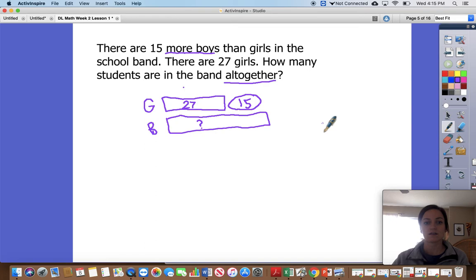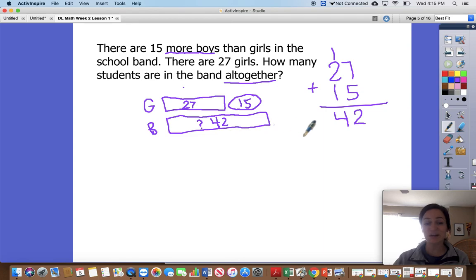Okay? So we can think of this kind of as like looking like a math mountain. These two put together will give me my total, right? If I add 15 more boys than girls, so 15 plus the amount of girls will give me how many boys there are. So I'm going to add 27 plus 15, okay? So I'm going to add my ones. 7 plus 5 is 12. Carry my 1 into the tens place. 2 tens, 3 tens, 4 tens. There are 42 boys.